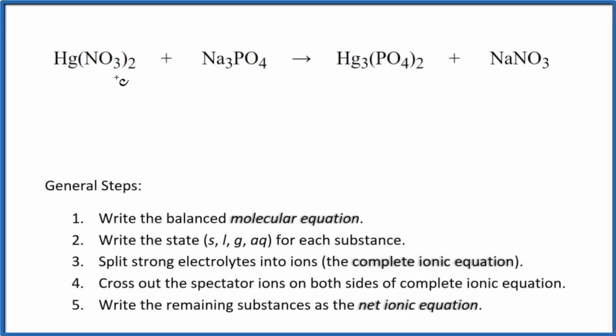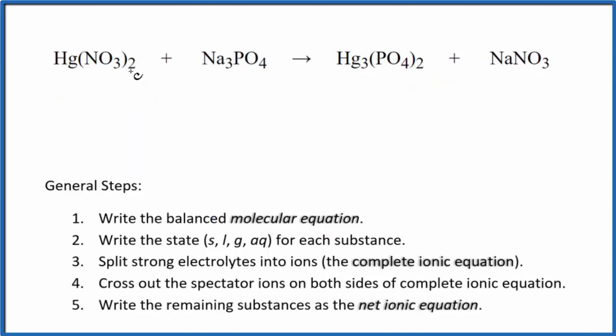In this video, we'll write the balanced net ionic equation for Hg(NO3)2 plus Na3PO4. This is mercury(II) nitrate plus sodium phosphate. So when we do these net ionic equations, the first thing we need to do is balance the molecular equation. This is the molecular equation.